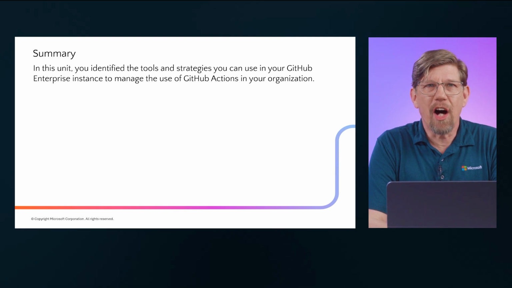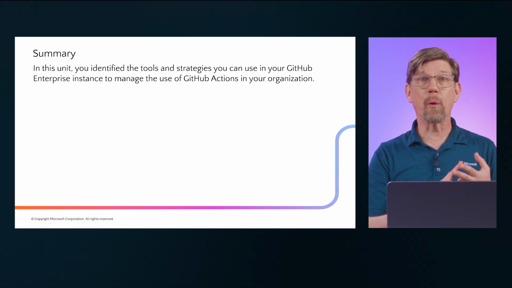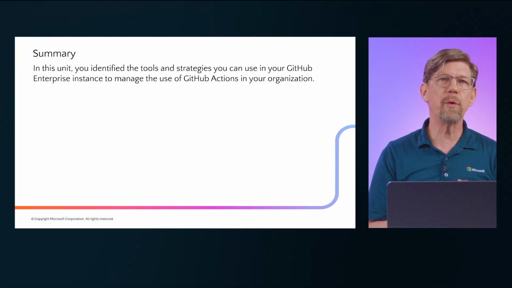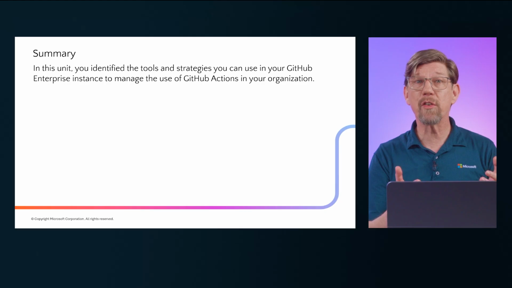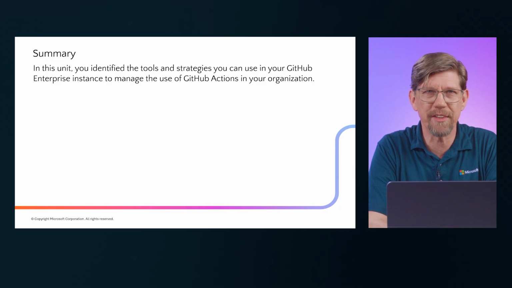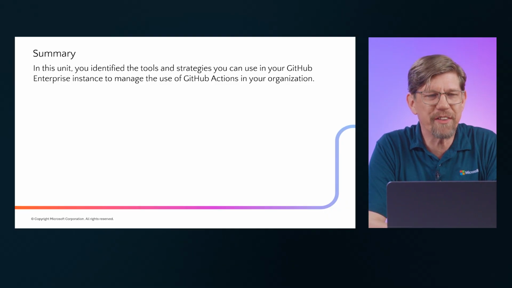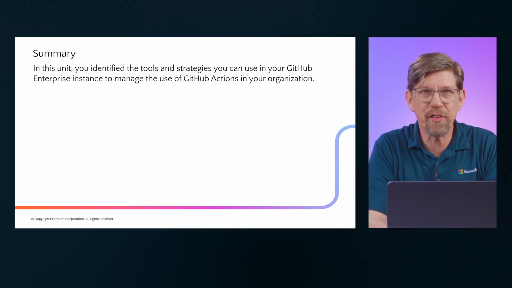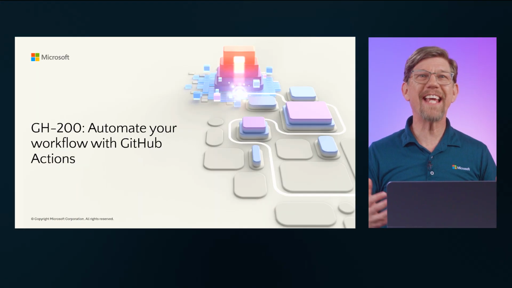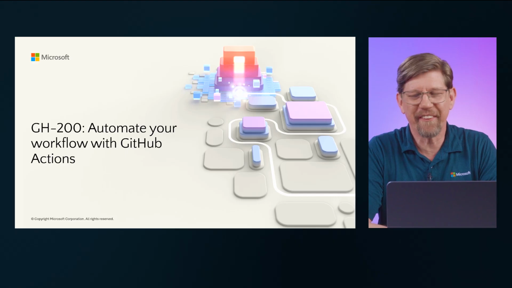My friends, we've looked at a lot. In this last section, we looked at enterprise and organizational level policies that help us control what can be done with our workflows, with our actions, with the runners that they're going to be executing on, and with who's in charge of our secrets. We've just started on this venture into GitHub Actions, but I hope this has been a valuable start for all of you learning GitHub Actions. I can't thank you enough for taking the time to spend with me in GH-200 automating workflow with GitHub Actions.